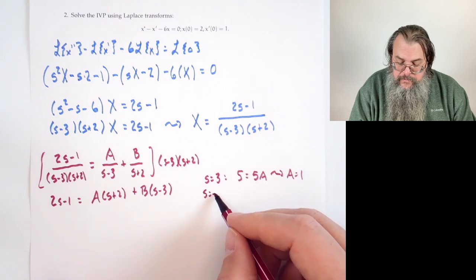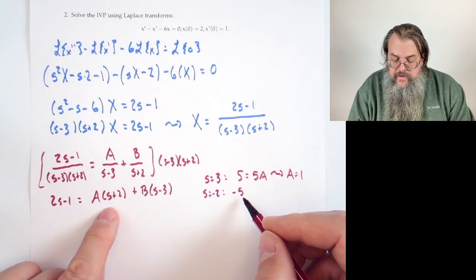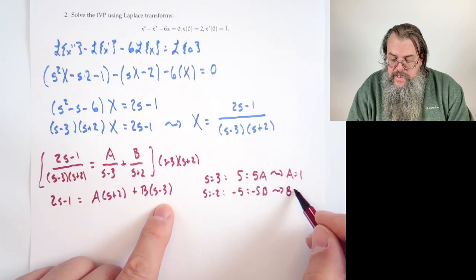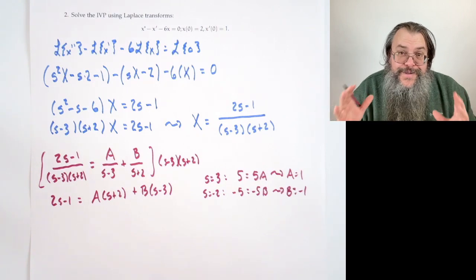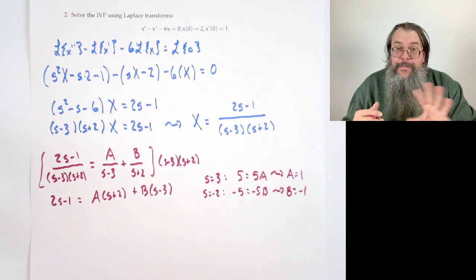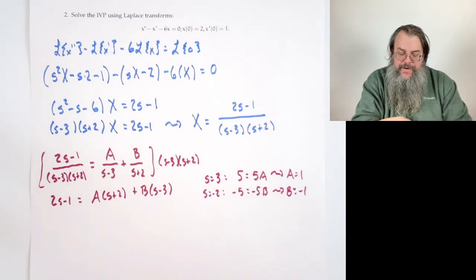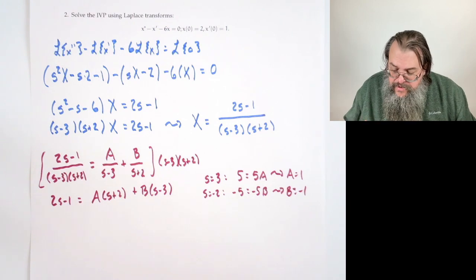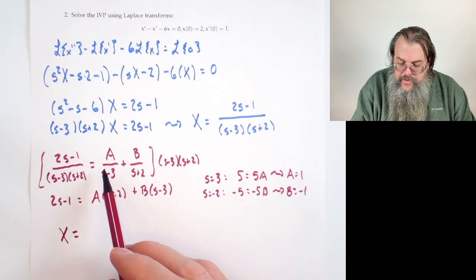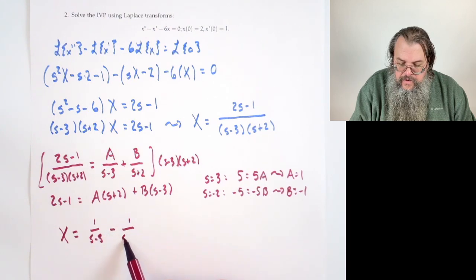How about negative 2? We're going to get minus 4 minus 1, which is negative 5, equals 0 plus b times (minus 2 minus 3), which is negative 5. Oh, so b equals minus 1. Don't always assume we're going to get plus 1 and minus 1. I think they chose it so it worked out this particular time, but it might not do that on your test. So just be ready. Okay, now where are we at? Well, that tells us that capital X looks like 1 over (s minus 3) subtract 1 over (s plus 2).